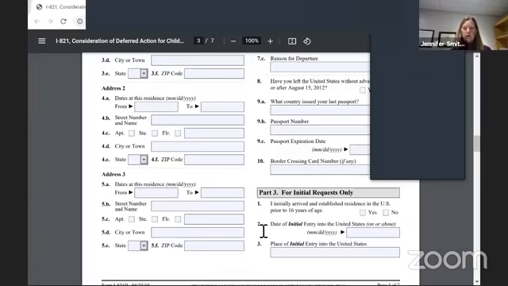Okay. The second question here is the date of your initial entry to the United States. So in my example that I gave before, if you came to the US in 2005 and you stayed and then left briefly in 2008, the date you're going to put here is the 2005 date of when you entered.